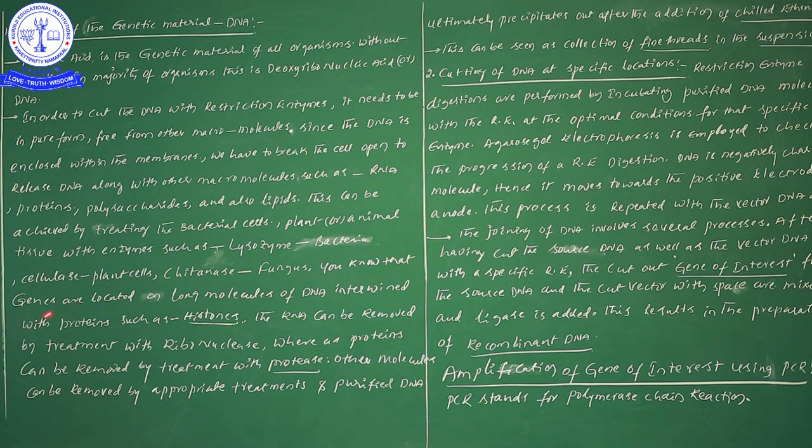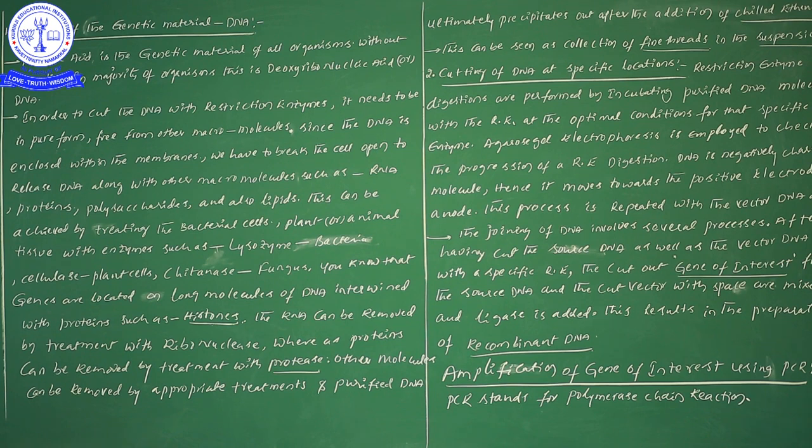Now you know that the genes are located on the long molecules of DNA intertwined with proteins such as histone proteins. This explanation I have already given in the molecular basis of inheritance. The genes are located along the molecules of DNA intertwined with the proteins known as histones. Because in the packaging of the DNA helix we have seen histone proteins; there are different types, H2A, H2B, H3, H4. For the coiling of DNA, histone proteins are definitely required.